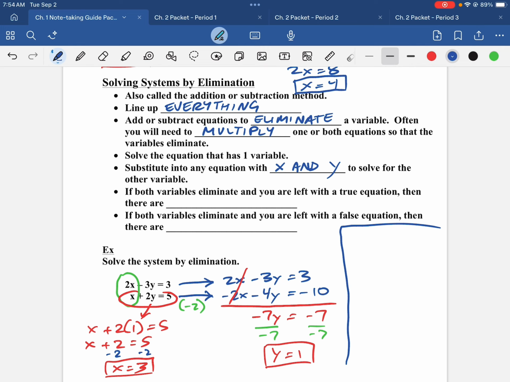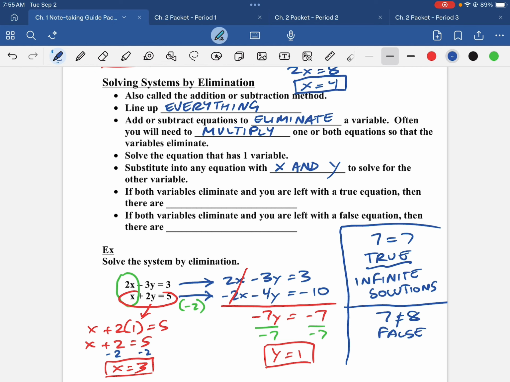So if both x's and y's drop out, you might end up with something like this: 7 equals 7. Well, that is a true statement, okay? And if you wind up with a true statement, that means you have infinite solutions. Okay, and if you wind up with something like this, 7 equals 8, well, that's not true. That's false. And if you have a false statement like that, that means you have no solution. So those would be the special circumstances, okay?